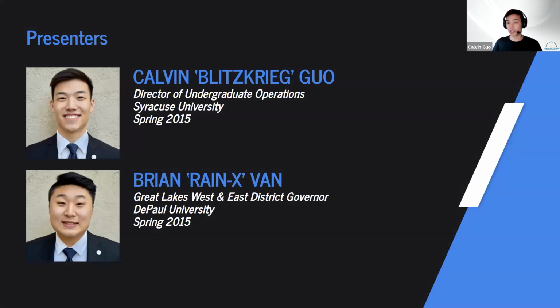So a quick introduction. My name is Calvin Guo, also known as Blitzkrieg. I currently serve as the Director of Undergraduate Operations on the International Board, and I crossed spring 2015 at Syracuse University. My name is Brian Van, nicknamed Rainex. I currently serve as the District Governor for both the Great Lakes West and Great Lakes East districts, and I crossed in the spring of 2015 at DePaul University.